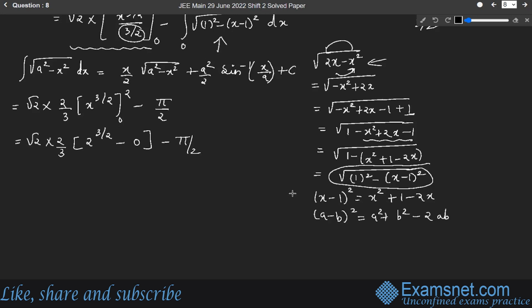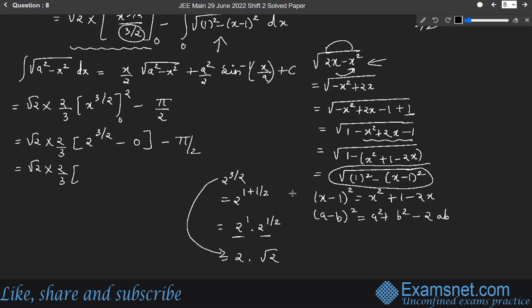Okay. You can see that 2 power 3 by 2 is actually equal to 2 power 1 plus 1 by 2, because 1 plus 1 by 2 is 3 by 2. Again, 2 power 1 plus 1 by 2 can be written as 2 power 1 into 2 power 1 by 2, because we know that when the base is the same, the powers are added. Now, what is 2 power 1? It is 2. What is 2 power 1 by 2? It is actually root 2, right? So 2 power 3 by 2 is actually 2 into root 2.